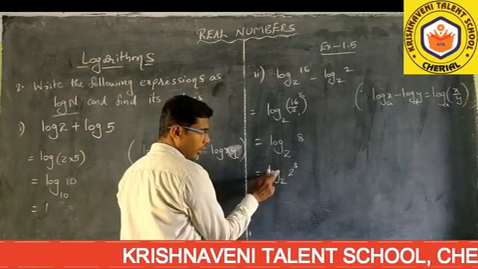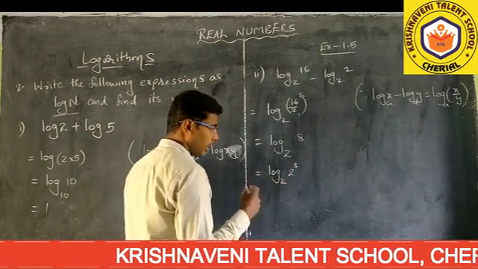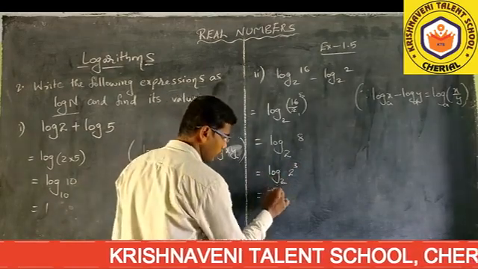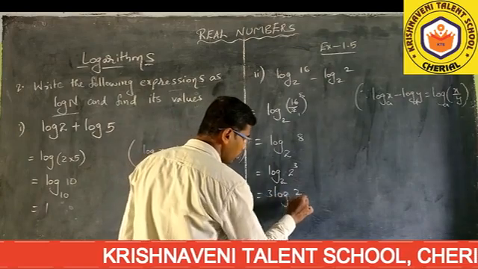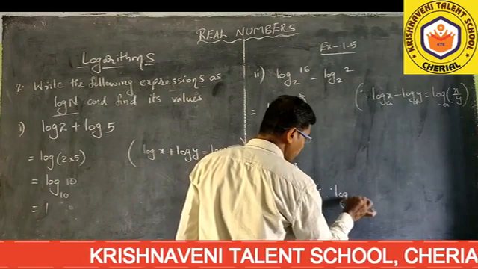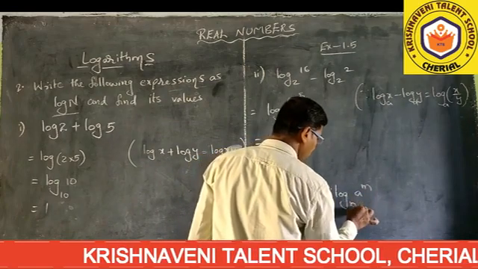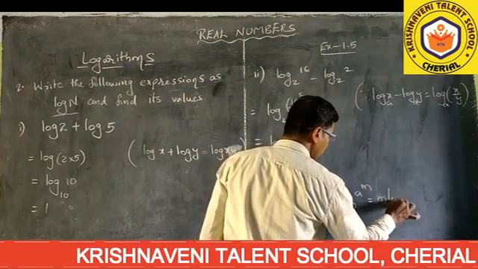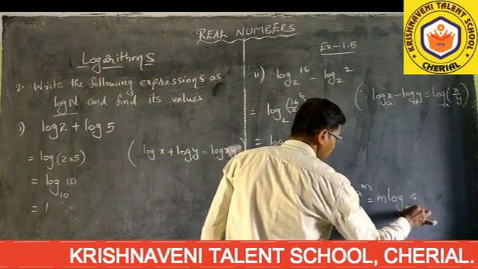2 cube means log a to the power of m to the base n, again the third law. If you use the third law, it equals 3 log 2 to the base 2. Since log a to the power of m to the base n equals m log a to the base n.